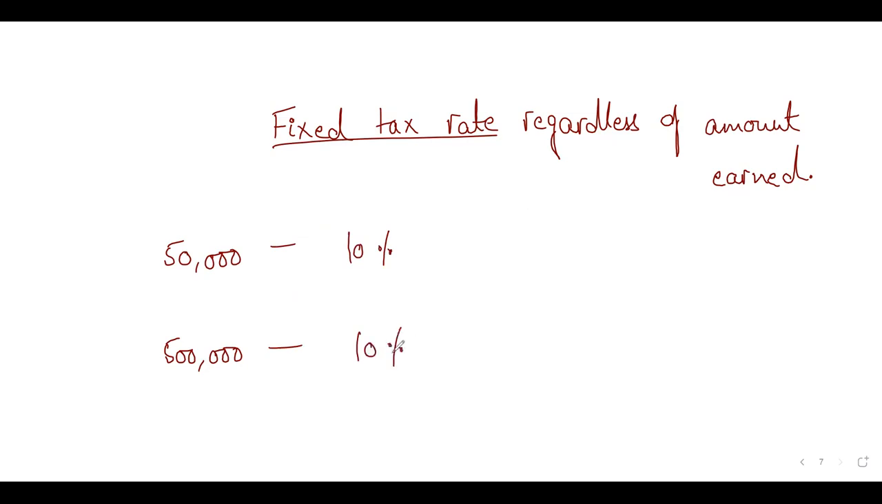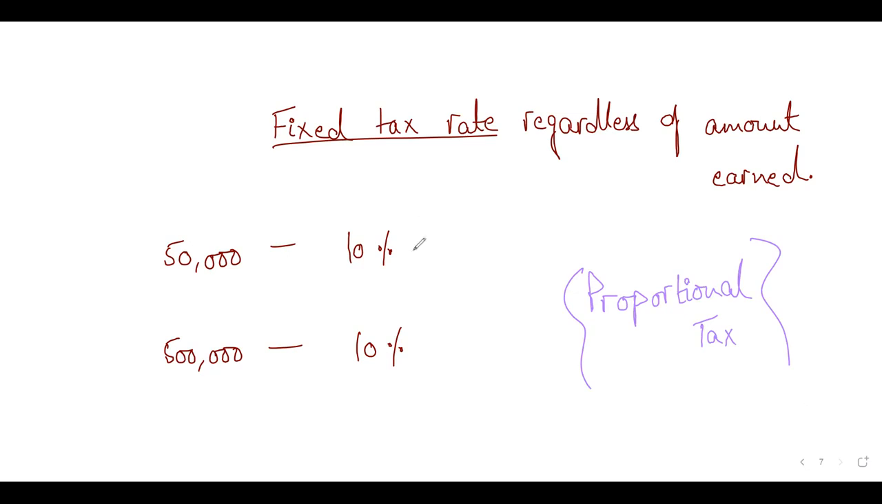Now, here's my question. Which type of people would proportional taxes put more burden on? We know progressive is more of a burden on the rich. But for proportional, what type of people would face more burden of this tax? Any idea, any guesses? Come on. So students, think about this.